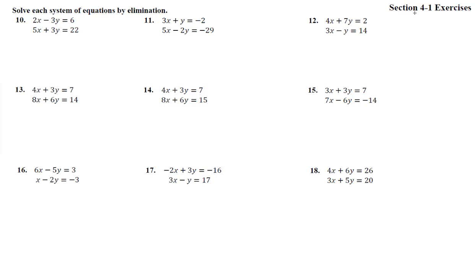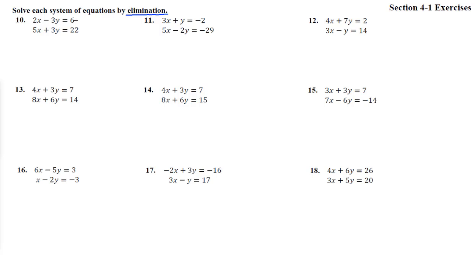Here we are in section 4.1, exercises 10 through 18. It says solve each system of equations by elimination. That means we're going to multiply one of the equations, or both of the equations, or none of the equations, so that when we add them together, one of the variables disappears and we will be able to solve for one variable. So number 10, let's look at what we have.